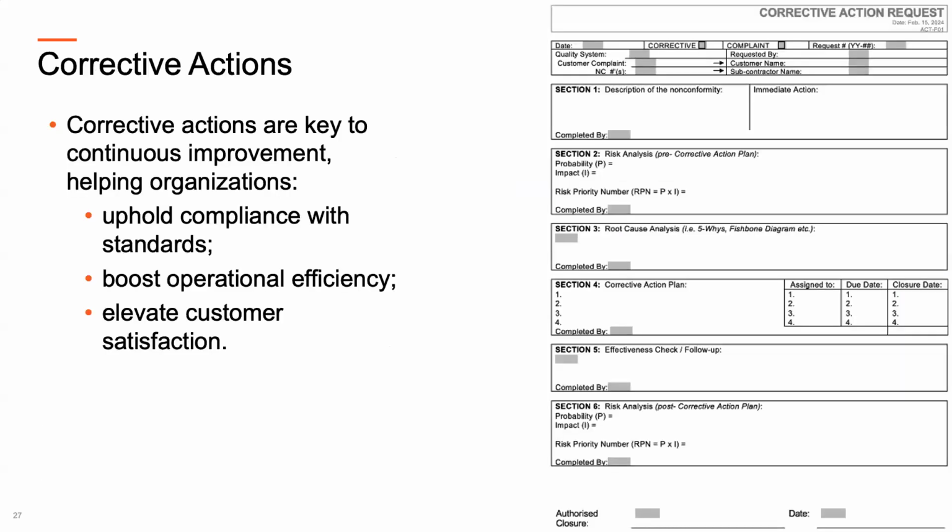So corrective actions are key to continuous improvement. We know this, and they do help organizations uphold compliance with regulatory requirements and conformance with standards. They help boost operational efficiencies. They help elevate customer satisfaction. So we can use this to increase the quality of the processes, of the products that we're manufacturing, and of the services that we're rendering our customers.